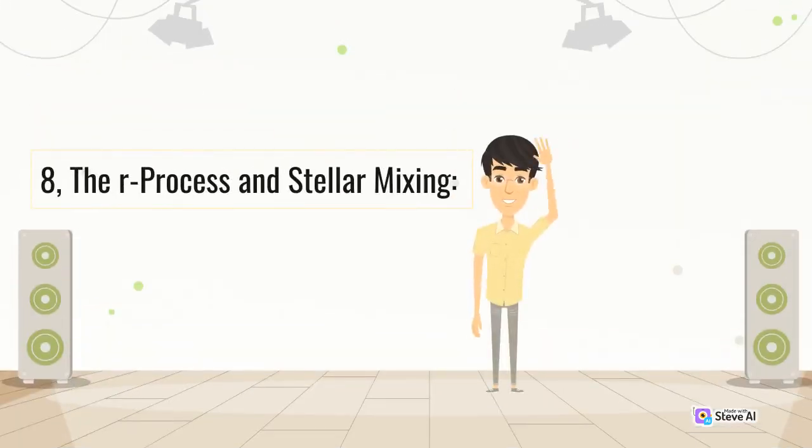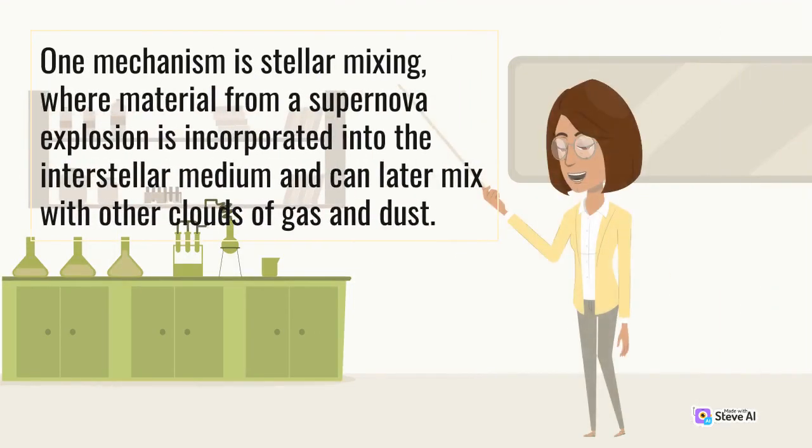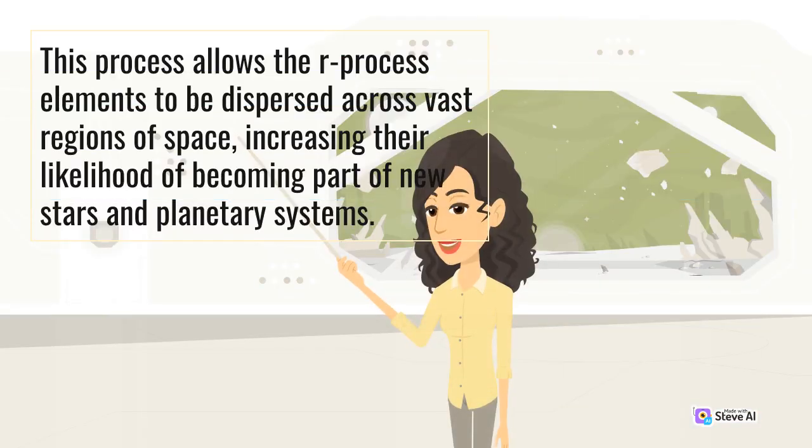8. The R process and stellar mixing. In addition to supernovae, other astrophysical events contribute to the distribution of R process elements throughout the universe. One mechanism is stellar mixing, where material from a supernova explosion is incorporated into the interstellar medium and can later mix with other clouds of gas and dust. This process allows the R process elements to be dispersed across vast regions of space, increasing their likelihood of becoming part of new stars and planetary systems.